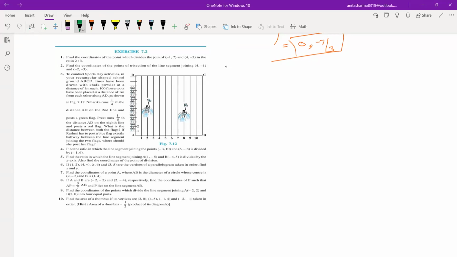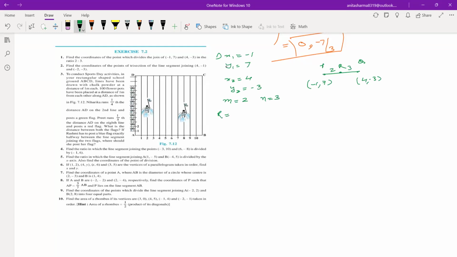So what is given here in this question, children? X1 is given, so P and Q points. So P and Q are (-1, 7) and this point is given, beta, (4, -3). And R is the point which divides this line in 2:3. So the value of X1 will be -1, Y1 will be 7, X2 is 4, Y2 is -3, and the ratio is 2:3. It means the value of M is 2 and value of N is 3.